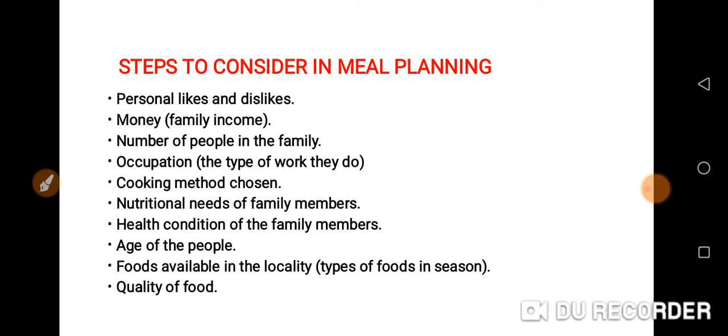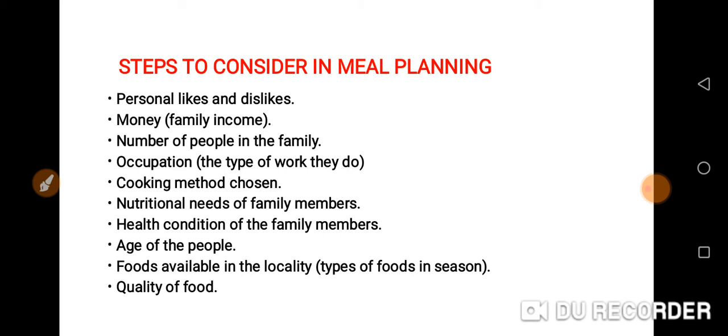Money, that is our family income. Our money also determines our meal planning. Number of people in the family, occupation, the cooking method chosen, nutritional needs of the family members, health condition of the family members, age of the people, foods available in the locality, quality of food. All these are the steps or factors that we need to consider in meal planning.